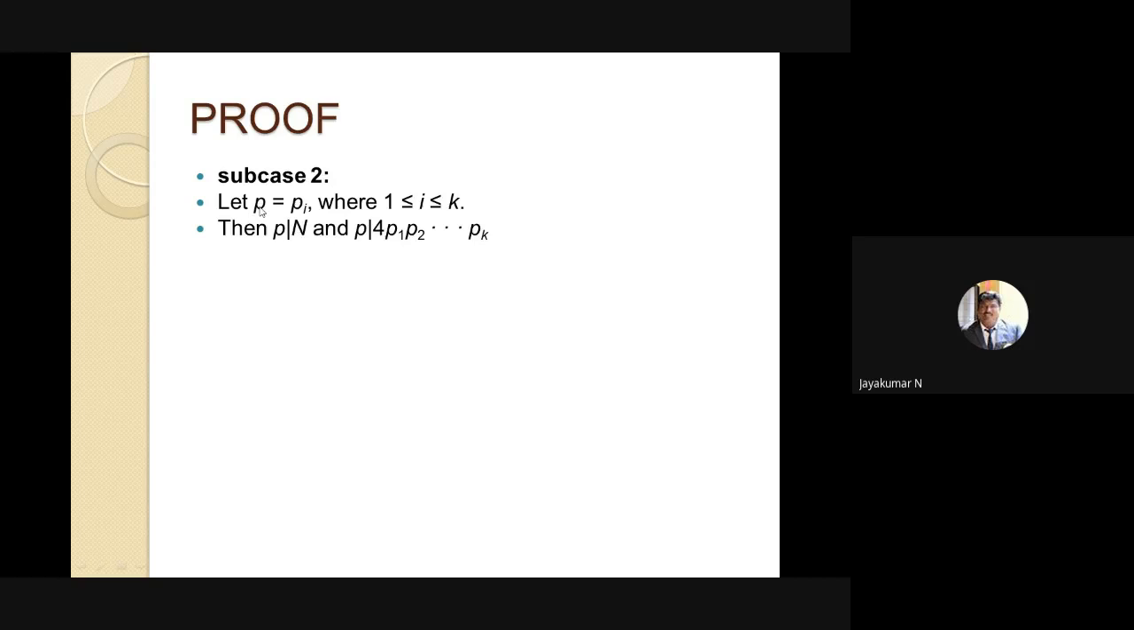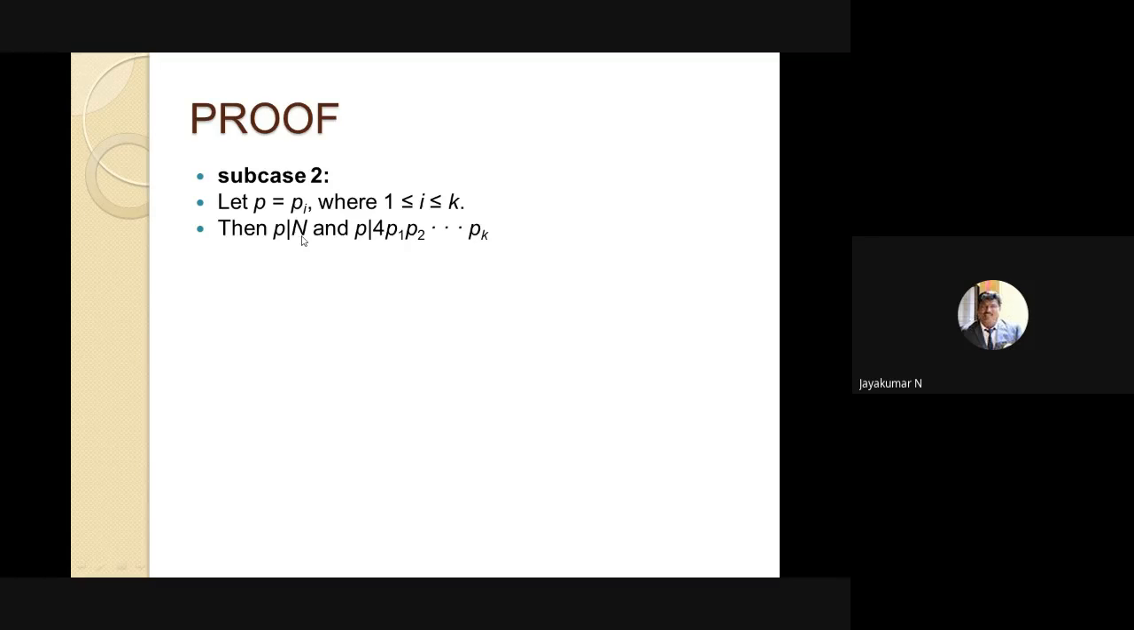Because P is a factor of n, we assume that one of the factors of n has the form 4n plus 3, say P. So P is a factor of n, and I can consider P to be one of the Pi because we know only k plus 1 primes. In the first case I assumed P equal to 3. In the remaining case I can assume P equal to Pi, where there are k primes P1 to Pk. So P is one of the factors of n, then P divides n.